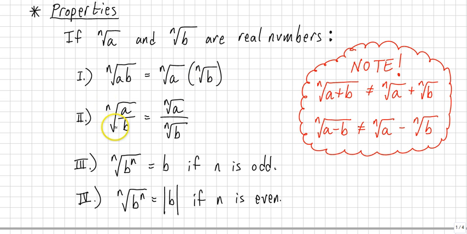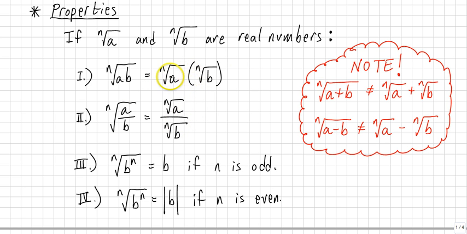If you have the nth root of a fraction, or of two things being divided, it turns out you can separate those into two separate nth roots. So the nth root of A divided by B is the same thing as the nth root of A as its own thing divided by the nth root of B as its own thing. And keep in mind, both of these properties work in the other direction also.